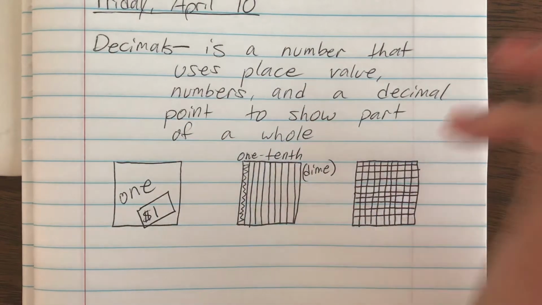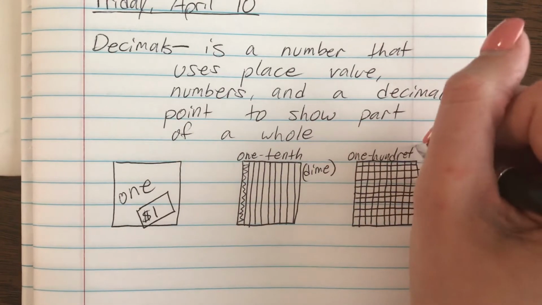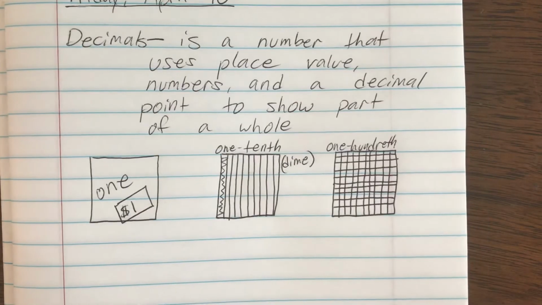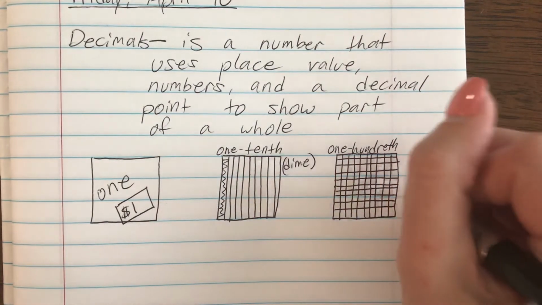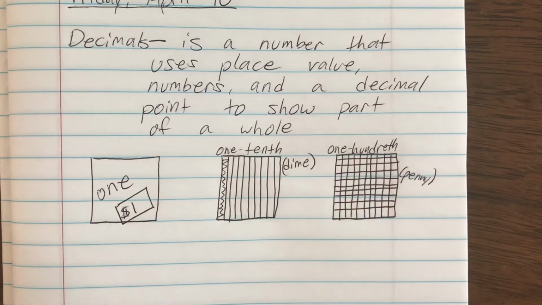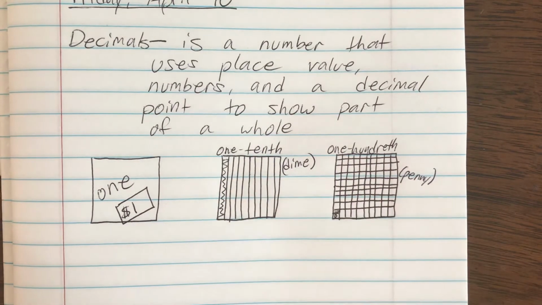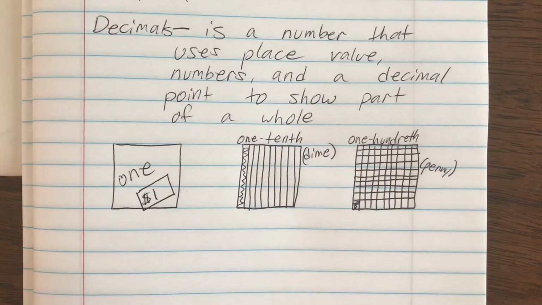And then thinking about the hundredth, a coin that you need 100 of to give you $1, this would be our penny. And then we're just going to shade in one of those boxes. So you need a lot of pennies to give you $1. So thinking about the fractional form today, we'll get into decimals next week.